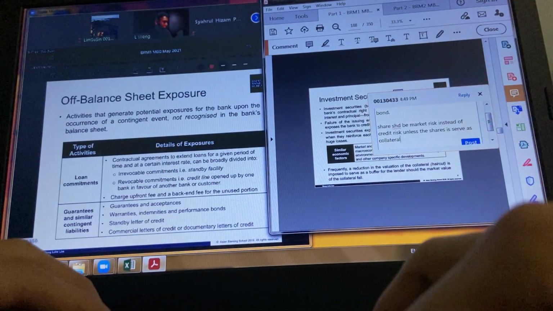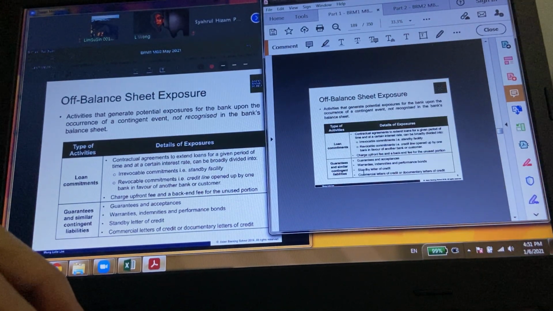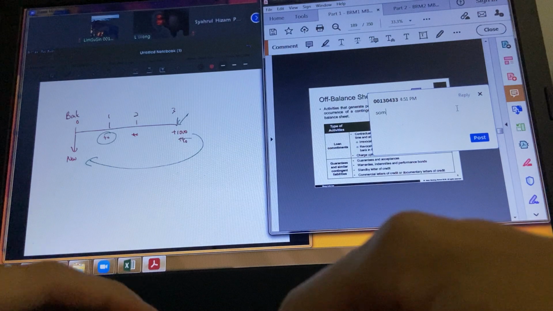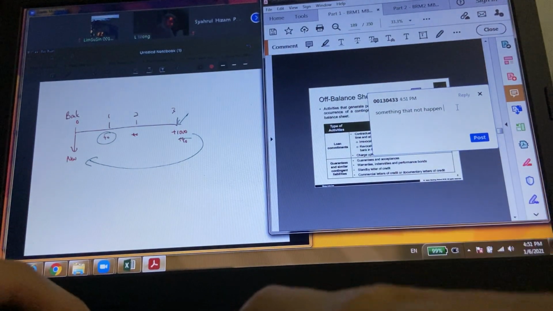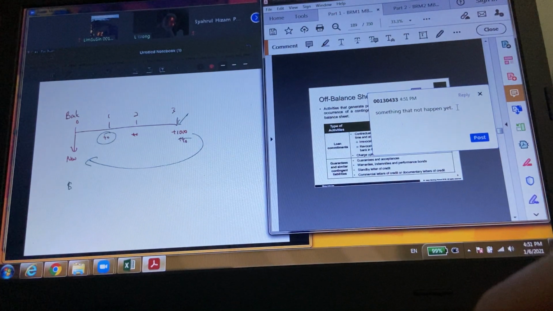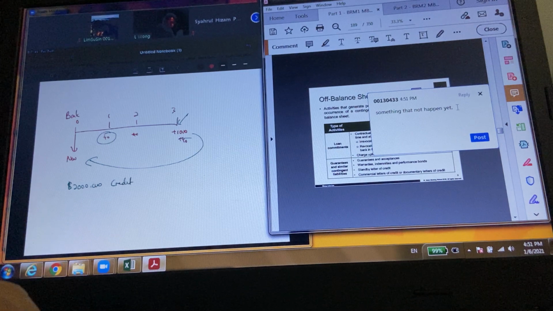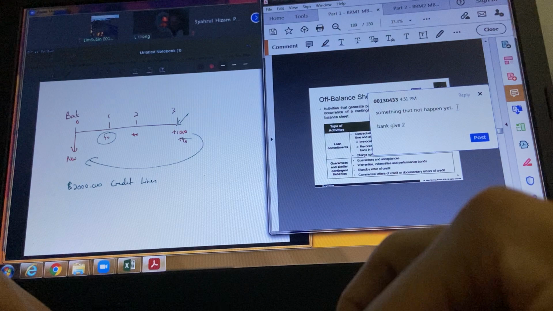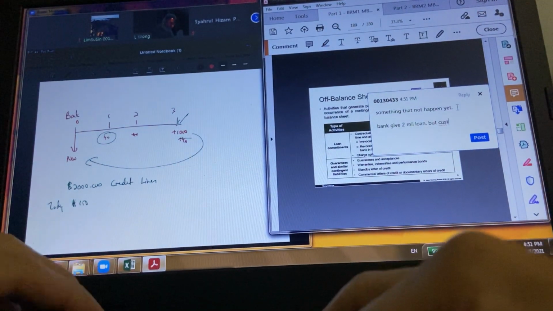So I won't go into that. Off balance sheet, like I told you just now, is something that has not happened yet. Now what is something that has not happened yet? For example, an overdraft account. Remember the example that we had just now? They give you a 2 million credit line, meaning the bank agreed to give you a 2 million loan. But until today, the customer has drawn down 1.5 million.